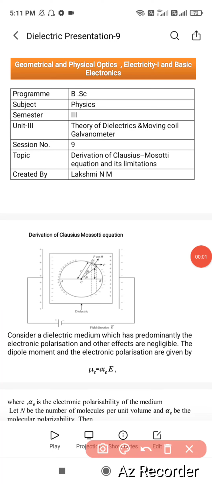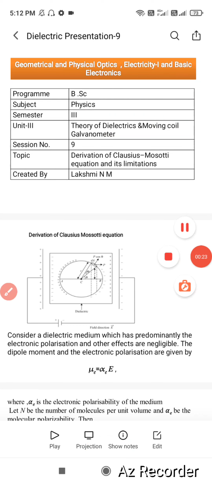Welcome to the physics class, BSc Physics, third semester, paper name Geometrical and Physical Optics, Electricity 1 and Basic Electronics. In this paper, third unit, Theory of Dielectrics and Moving Coil Galvanometer. In session 9, we learnt about the derivation of the Clausius-Mossotti equation and its limitations. First we see what is meant by the Clausius-Mossotti relation and how it can be derived.